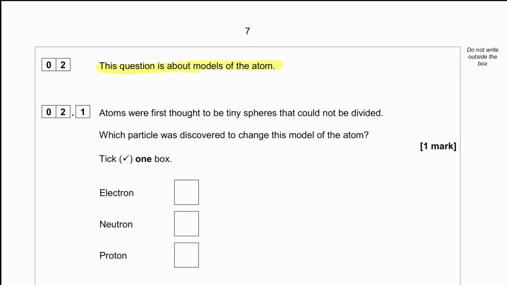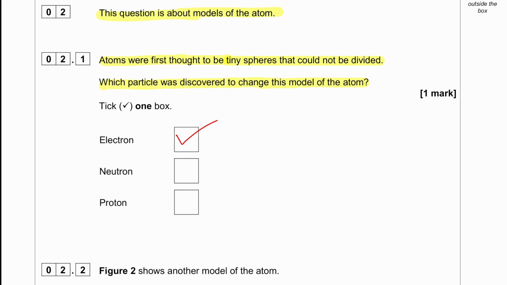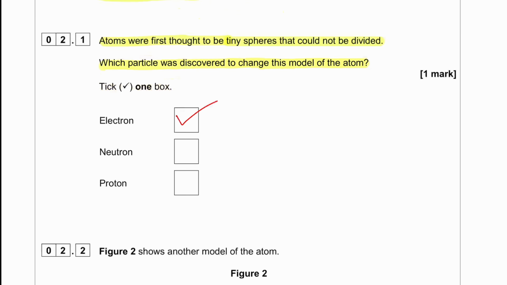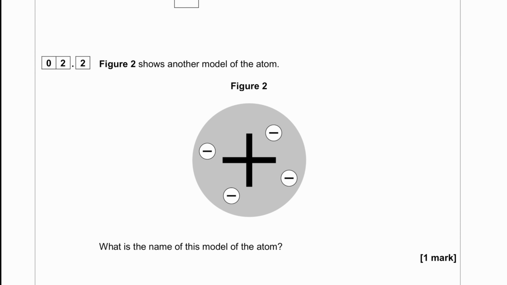This question is about models of the atom. Atoms were first thought to be tiny spheres that could not be divided. Which particle was discovered to change this model of the atom? The electron was discovered to change the model of the atom. The electron proved that the atom could be divided into smaller particles.